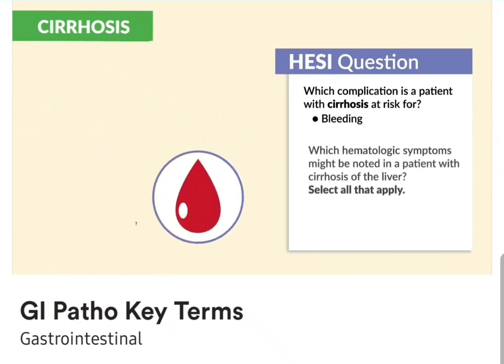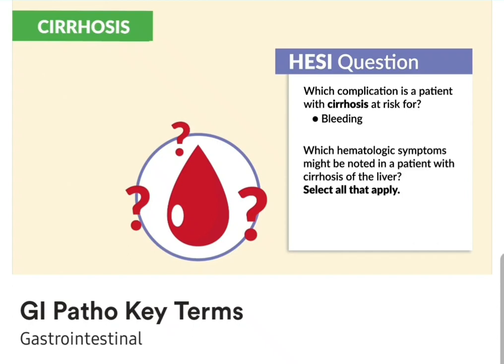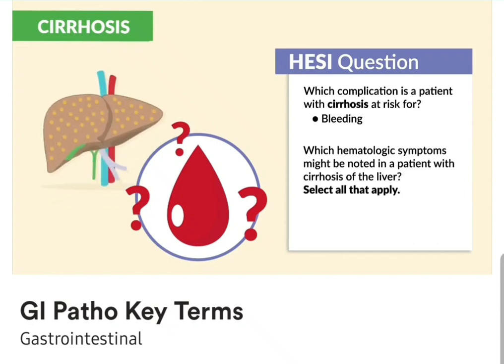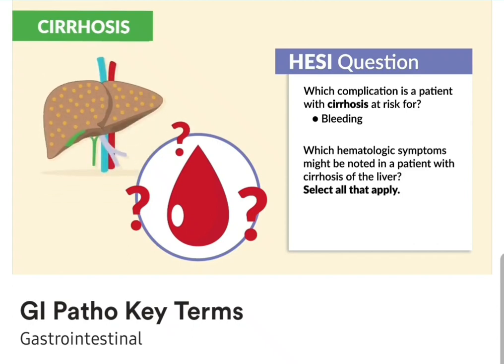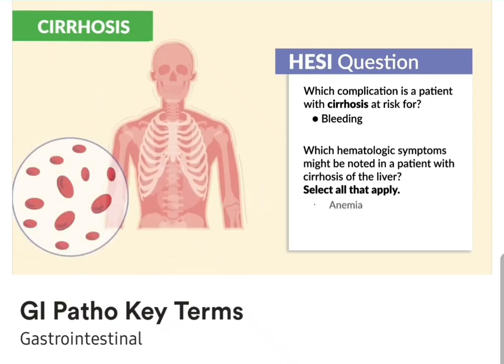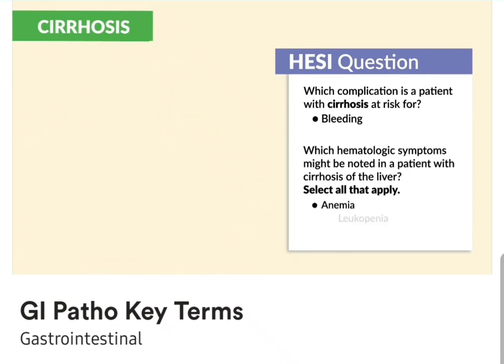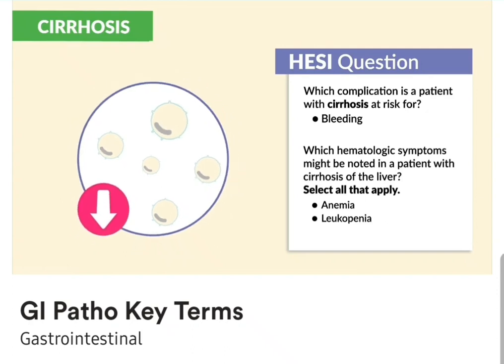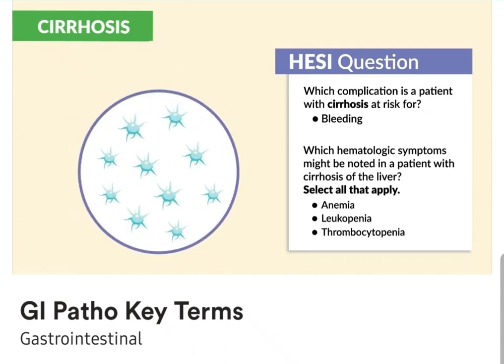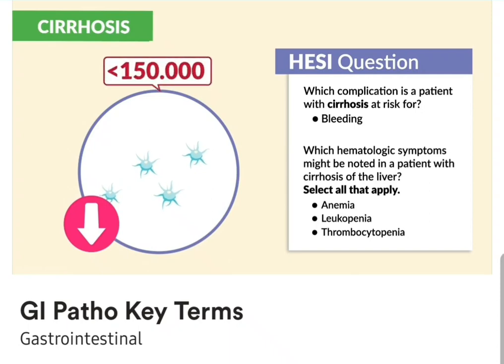And another question, which hematological symptoms might be noted in a patient with cirrhosis of the liver? Select all that apply here. Anemia, low blood volume, leukopenia, low white blood cells, and a big one here, thrombocytopenia, low platelets under 150,000.